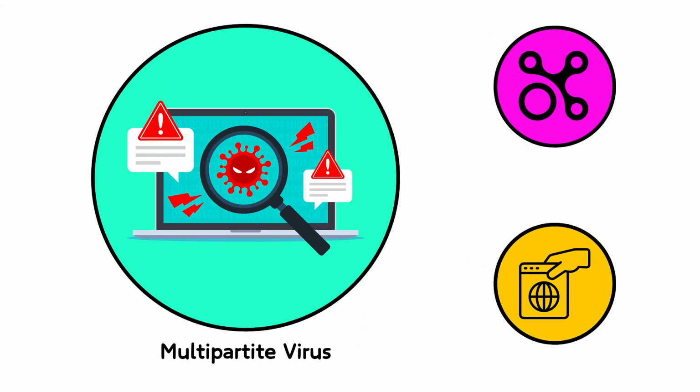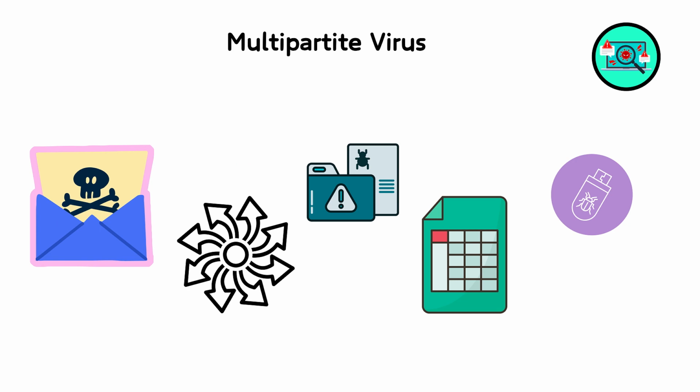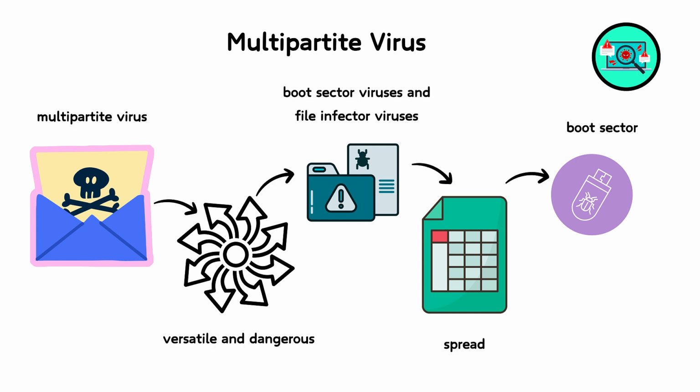Multipartite Virus. Imagine a virus that can attack you in multiple ways at once. That's a multipartite virus. These viruses are versatile and dangerous because they combine the characteristics of both boot sector viruses and file infector viruses. This dual capability allows them to spread and infect systems through more than one method. For example, a multipartite virus might start by infecting the boot sector, which will subsequently affect the system each time it starts up.